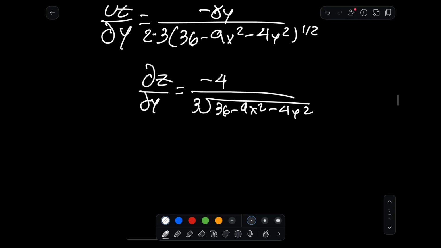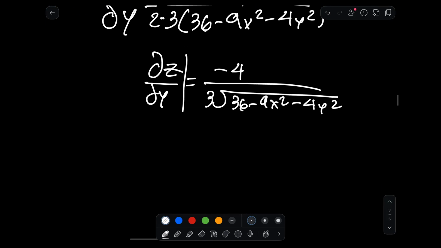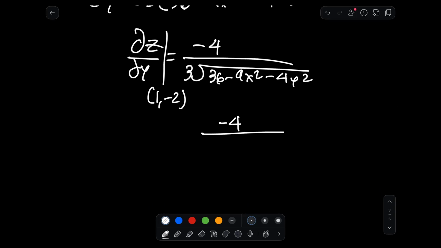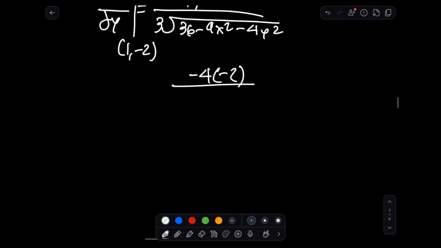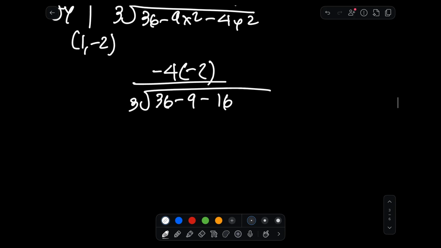And then we want to evaluate it at our point 1 comma negative 2. So then we're going to get negative 4y, I forgot about that. It's important to remember that because we had it up here as well, so silly me. 36 minus 9 minus 4 times 2 squared, which is 16. So this is going to be 8 over 3 root 11 as our slope.